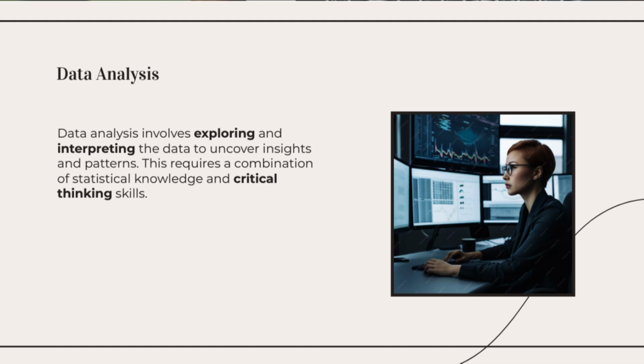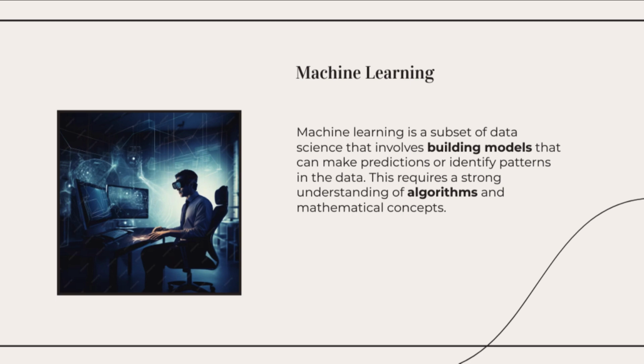6. Machine learning. Machine learning is a core component of data science. Understanding various machine learning algorithms such as regression, classification, clustering, and dimensionality reduction is crucial. Knowledge of model evaluation, feature selection, and model tuning is also important.